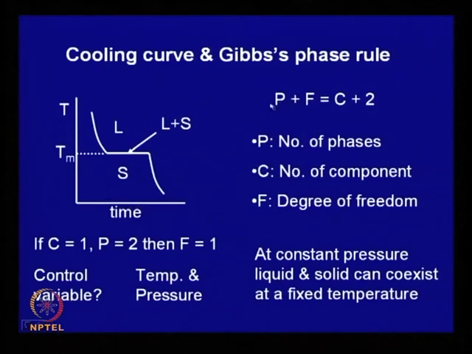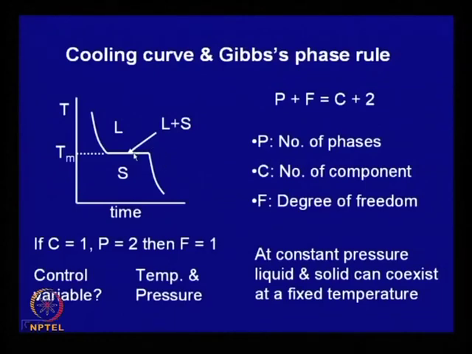The Gibbs phase rule states: P plus F equals C plus 2, where P is the number of phases, C is the number of components. In case of a pure metal, there is just one metal, so the number of components is 1, and F represents degrees of freedom. Basically it is the number of control variables that you have, here temperature and pressure.